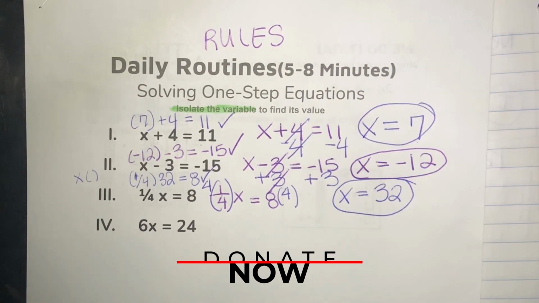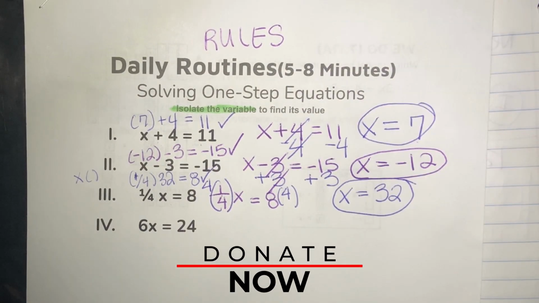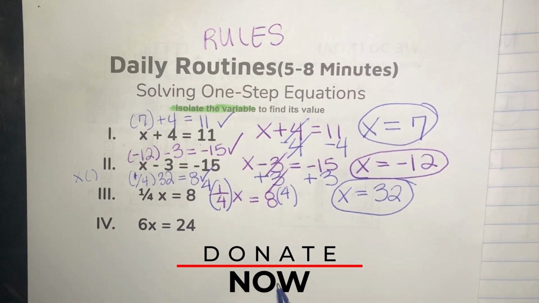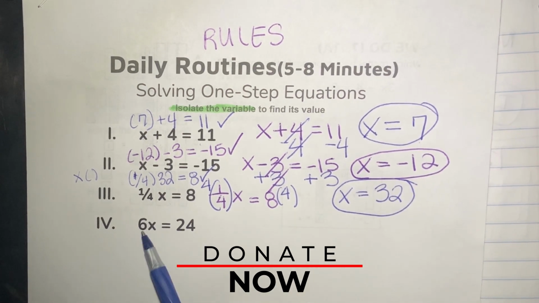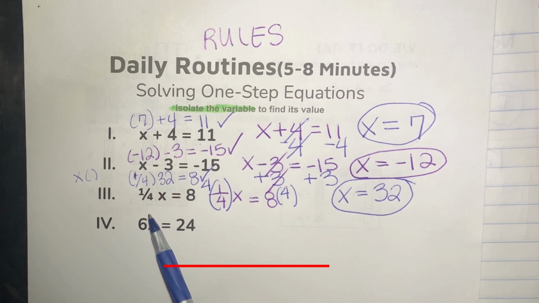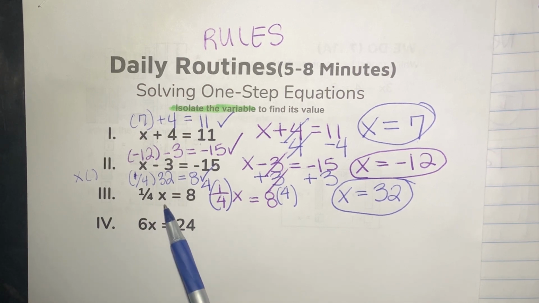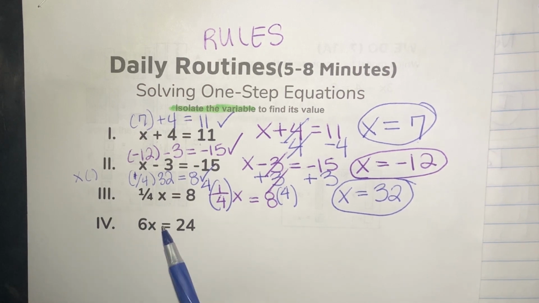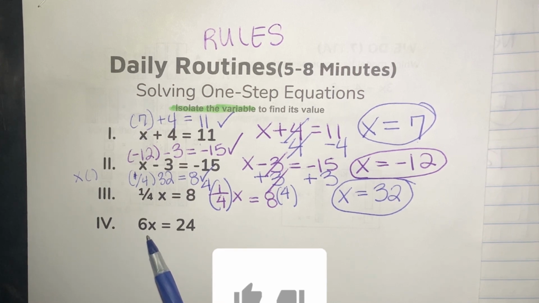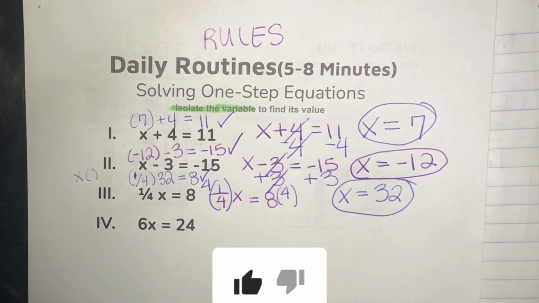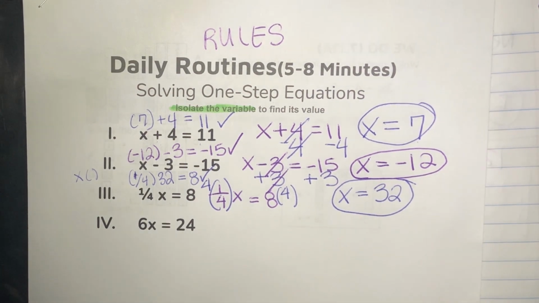All right, ladies and gentlemen, let's do problem number 4. 6x is equal to 24. In our previous situation, the coefficient of x, or the number in front of the x, was 1/4. Now the coefficient is 6. Because the first coefficient was a fraction, we multiplied. This coefficient is a whole number. So in order to get the x by itself, we have to divide. We're going to do the opposite of multiplication.